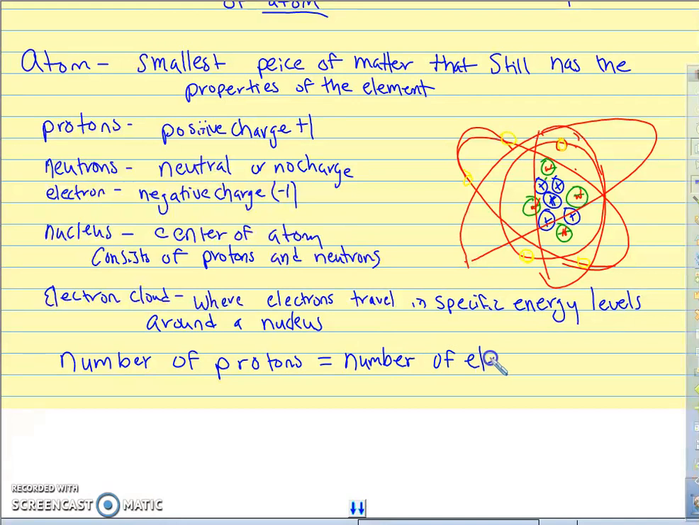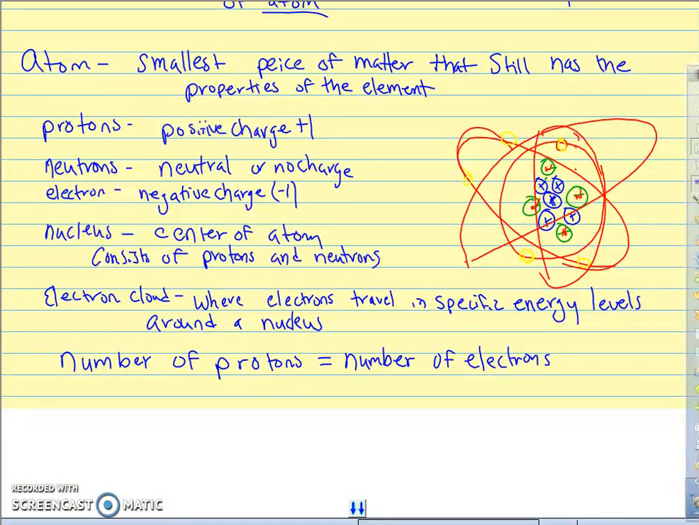Now, when we start talking about bonding, and not bondage, but bonding, we're going to talk about covalent and ionic bonding. We're going to talk about how male-female relationships are similar to covalent and ionic bonding. But when we talk about that, that's when we start to talk about atoms losing electrons. Okay? The number of protons always equals the number of electrons.